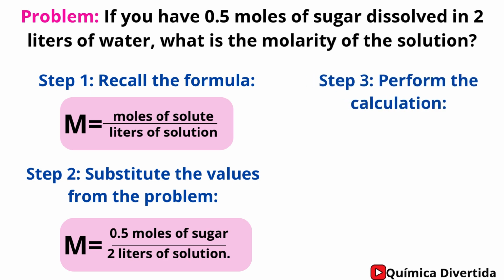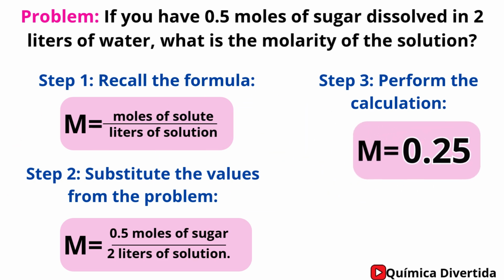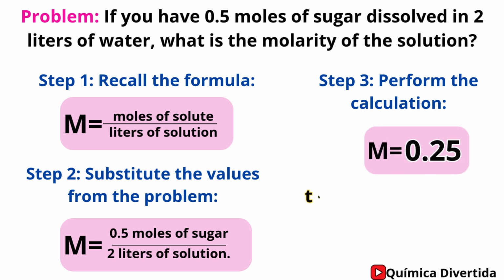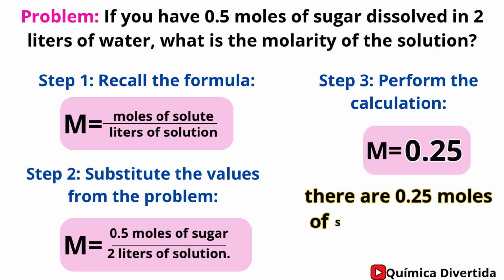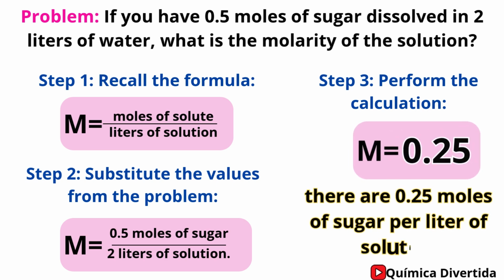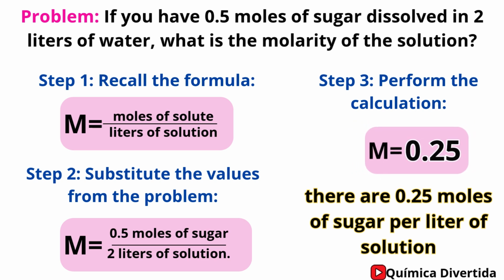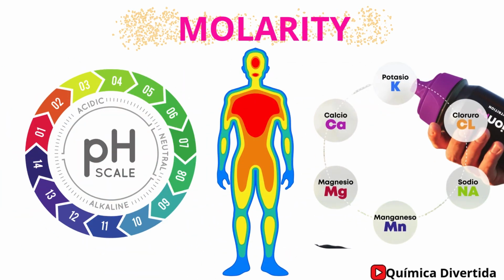Step 3. Perform the calculation. 0.5 divided by 2 is equal to 0.25. The molarity of the solution is 0.25 M. This means there are 0.25 moles of sugar per liter of solution. See how easy it is to calculate molarity when you have the correct data? Molarity even helps us understand phenomena like pH or saline solutions in our bodies.